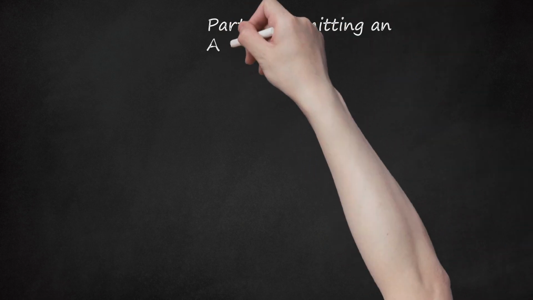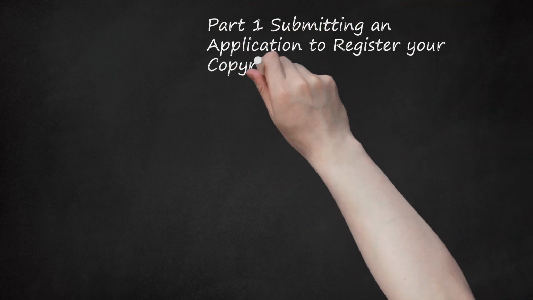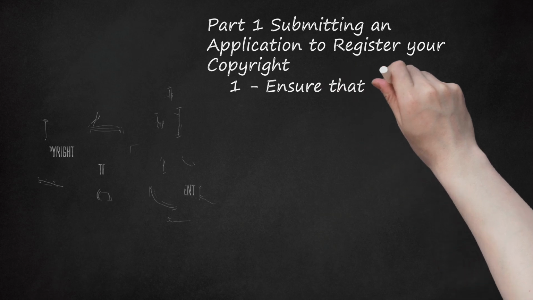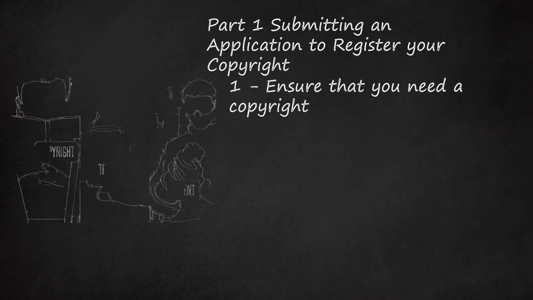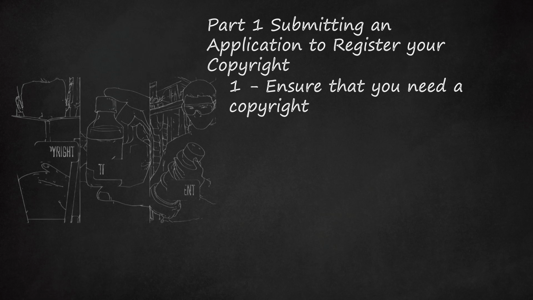Part 1: Submitting an application to register your copyright. 1. Ensure that you need a copyright. All three of these provide legal protection, but cover different forms of material. If you have created commercial branding or a new invention, rather than a creative work, you may need to apply for a trademark or a patent, rather than a copyright.